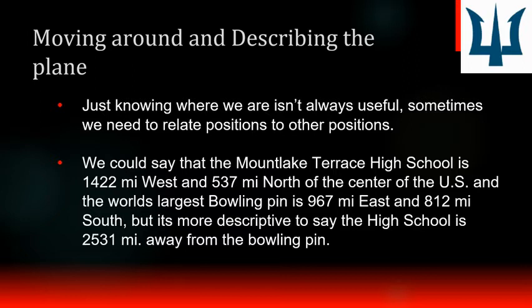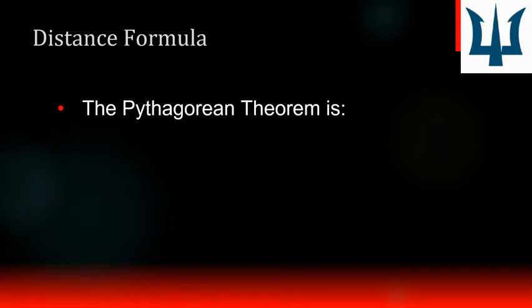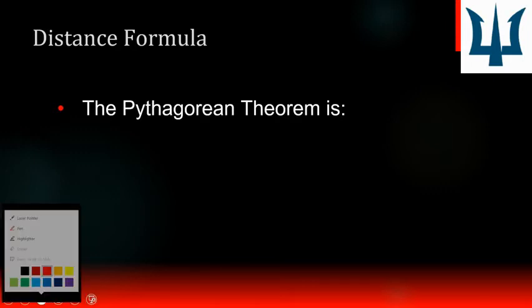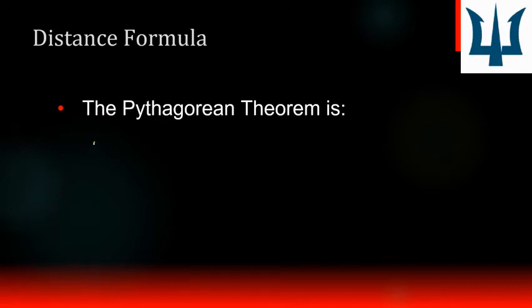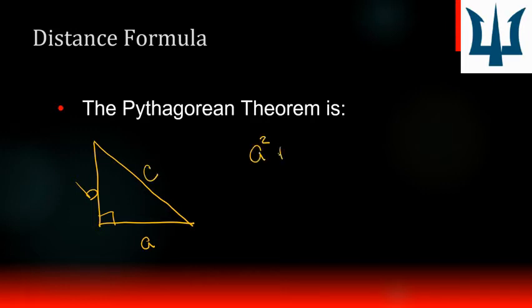So we need to be able to describe those types of things using numbers. First we have the distance formula. And in order to get to the distance formula, we have to talk about the Pythagorean theorem. Recall in your geometry classes, the Pythagorean theorem deals with right triangles, where we have one leg A, one leg B, and our hypotenuse C. The Pythagorean theorem states that A squared plus B squared equals C squared.